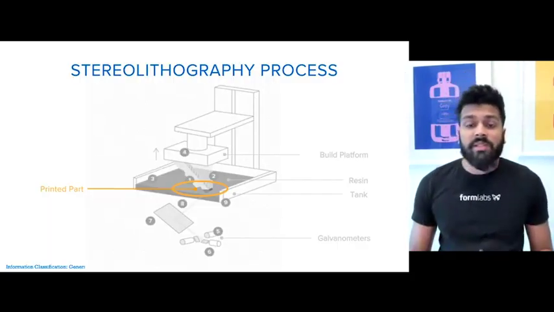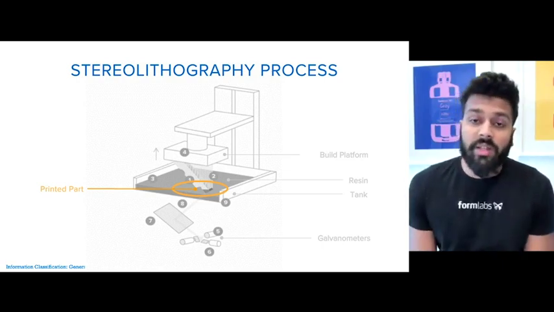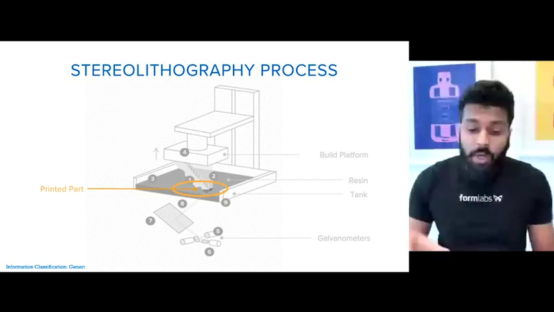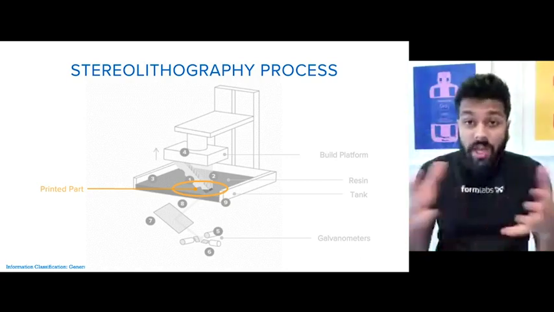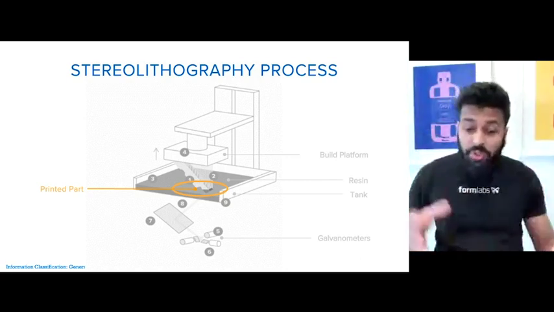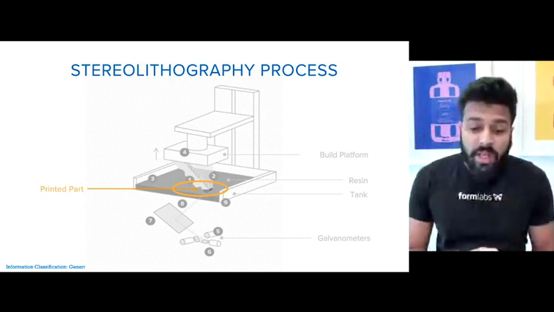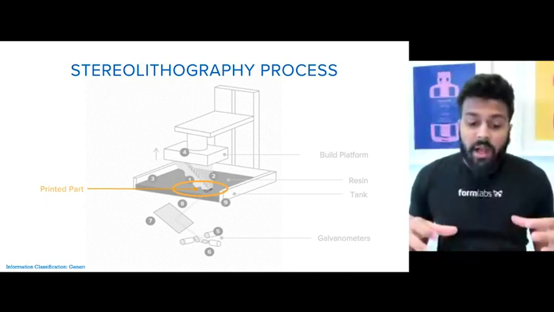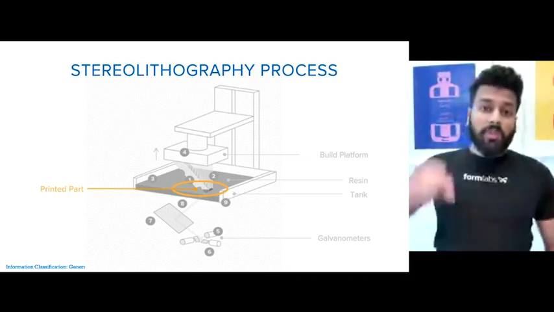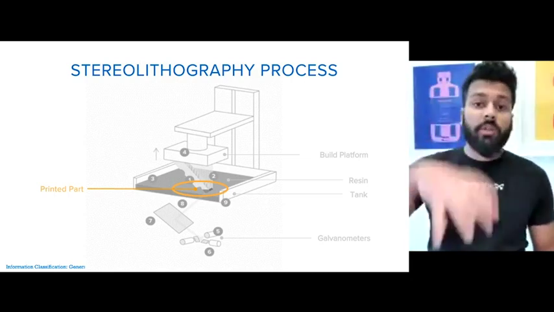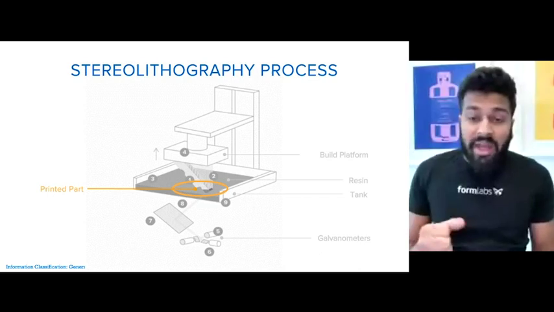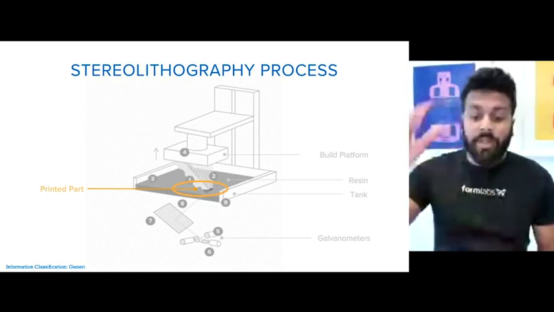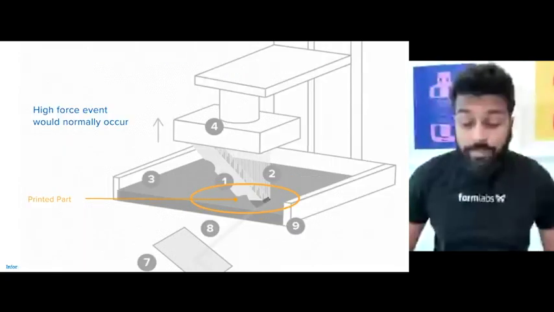SLA printing is similar to DLP printing in the sense that you're taking a vat of liquid resin and polymerizing it. This is the vat polymerization group I mentioned earlier in the printing technologies. Right here in this diagram, number 9, you can see a tank. Instead of a DLP printer, which is projecting light, you have a laser that's drawing the image and printing the part layer by layer. That's how it works.